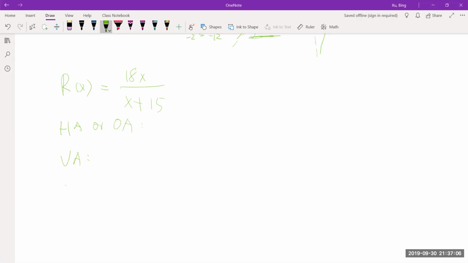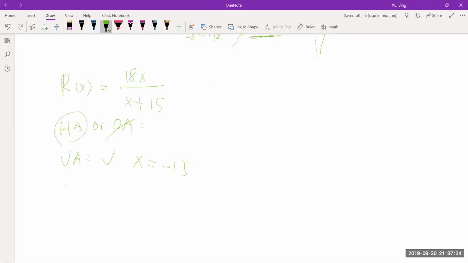And so I understood that the vertical asymptote is x equals negative 15. I see that. I didn't think there was any oblique asymptote because of how it's x over x, so it would have to be a horizontal. And so I understood that.